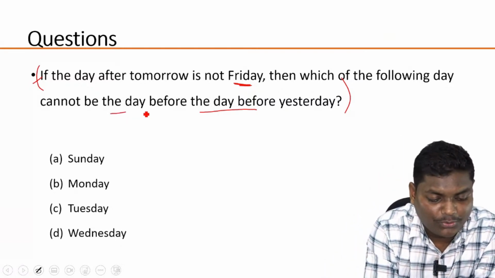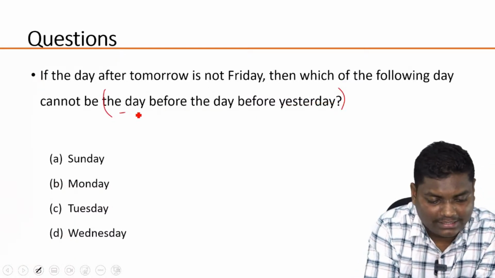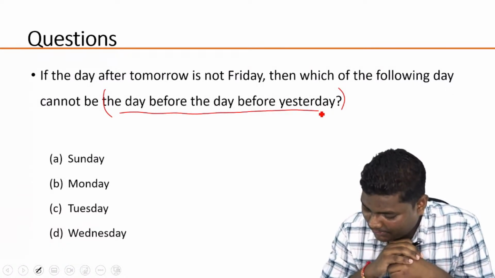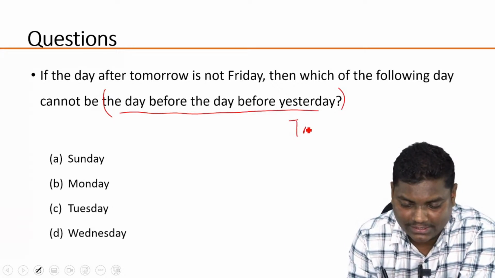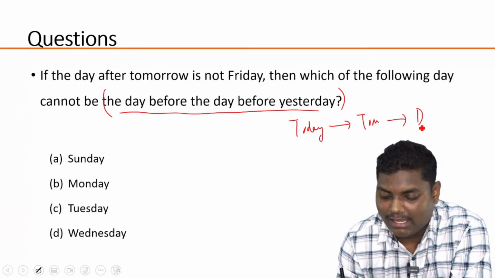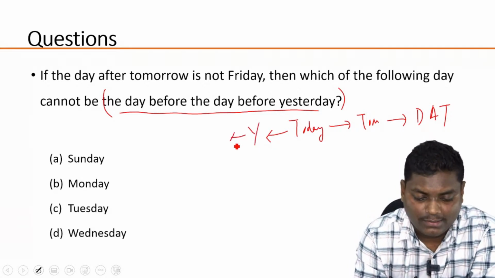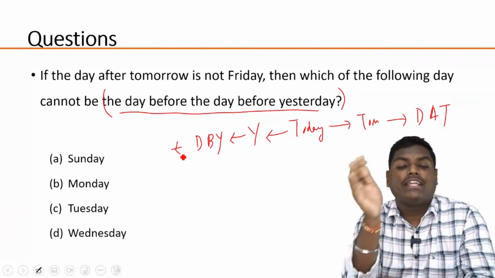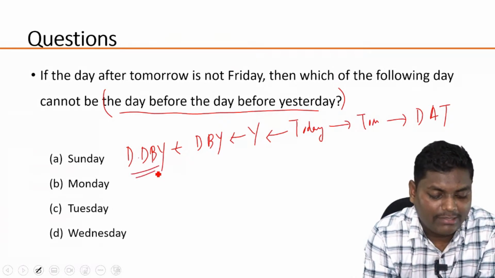See, you all focus on this line: the day before yesterday. This is important. Just check your answers, everyone, again. If today is this, then the next day is tomorrow. The day after this, I'm writing, is day after tomorrow. One day before today is yesterday. One day before yesterday is day before yesterday. And it is asking day before yesterday. I'm representing it as DBY, day before yesterday.